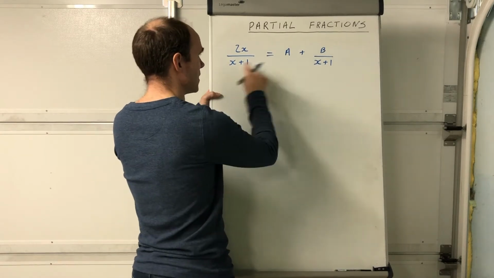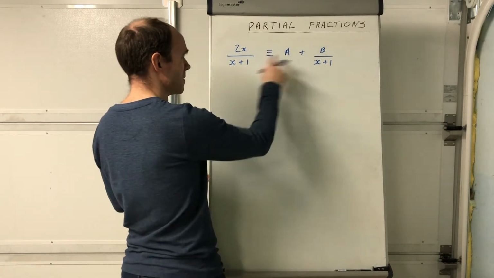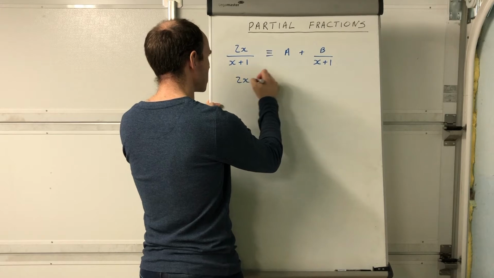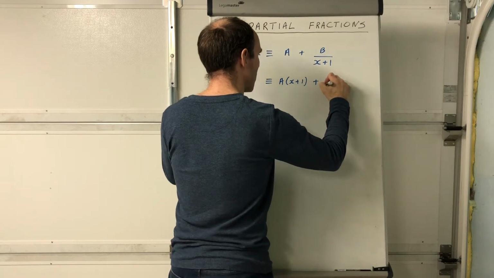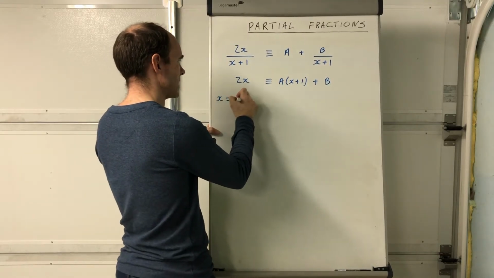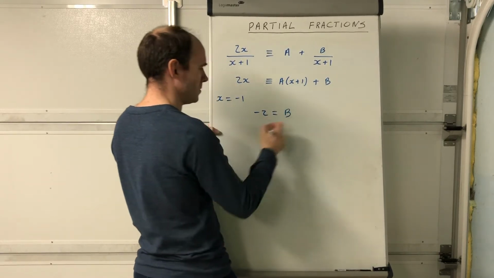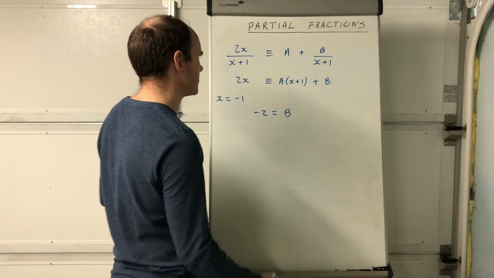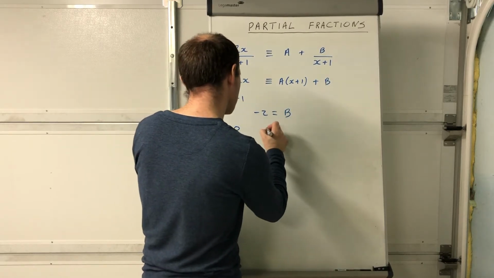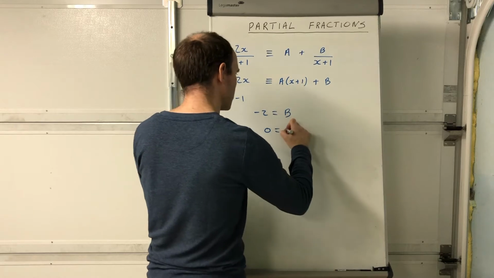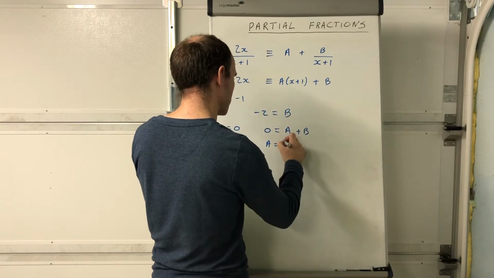So let's just multiply both sides by x plus 1. Let's put the identity symbol in there for completeness, like I have been doing in the previous videos. On the left you have 2x, and on the right you'd have a(x plus 1) plus b, and then you just solve it as you would do before. So let's try x equals -1. On the left you get -2 is equal to b. It's quite simple, so b is -2. Let's just put in x equals 0. On the left you'd get 0, and on the right you'd get a plus b, so a is equal to -b, so a is equal to 2.